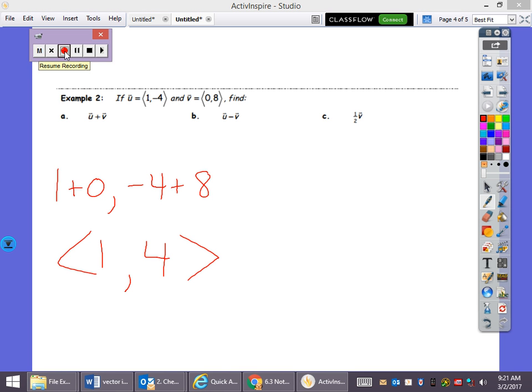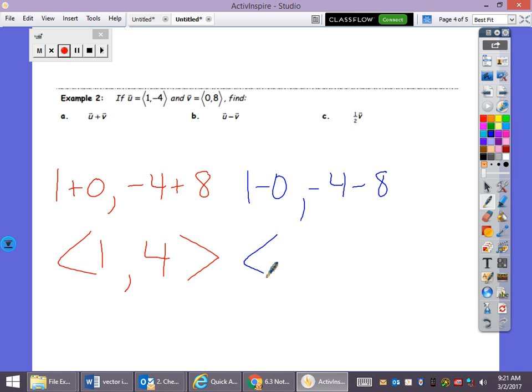All right, I think you should have had enough time. So I am going to do 1 minus 0, negative 4 minus 8 for a final answer of 1 comma negative 12. Good job. Now, this here would be scalar multiplication.